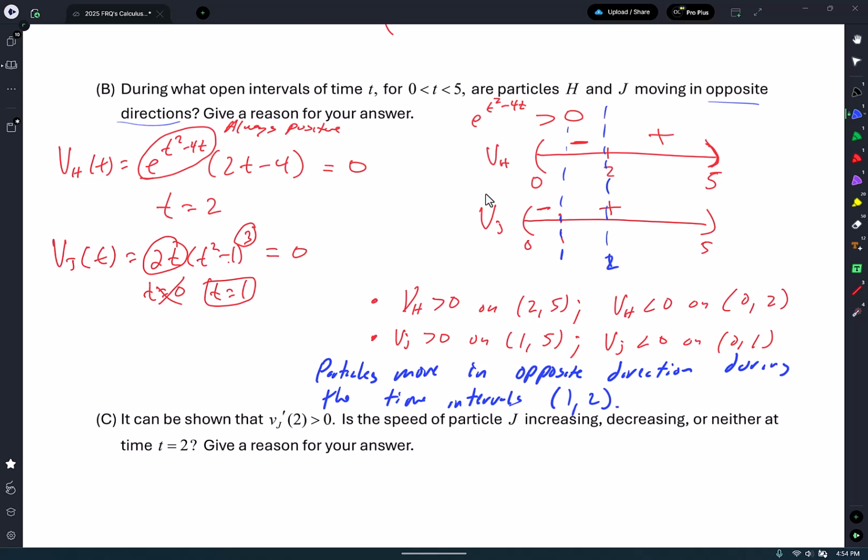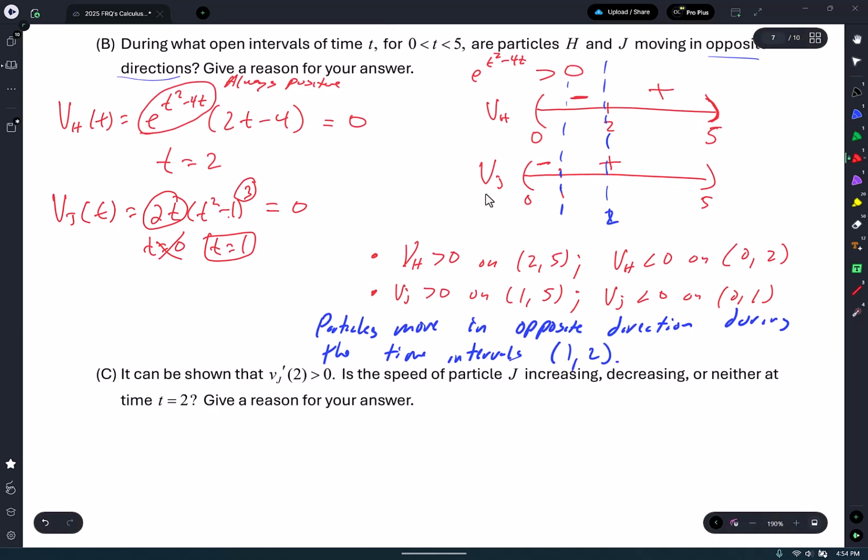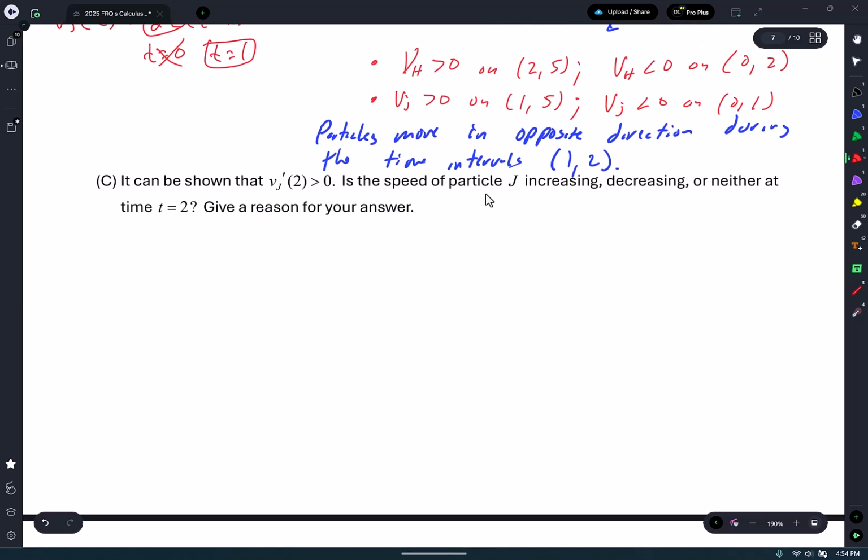Particles move in opposite directions during the time interval 1 and 2. Done. How do you guys feel? How do you feel, miss? Okay. It can be shown that Vj of 2 is positive. Is the speed of particle j increasing, decreasing, or neither at time t equals 2?